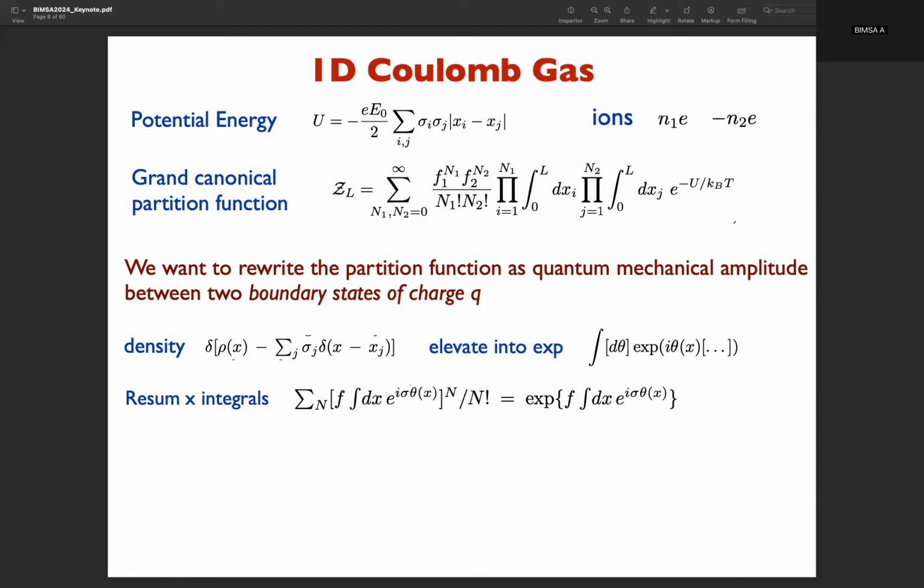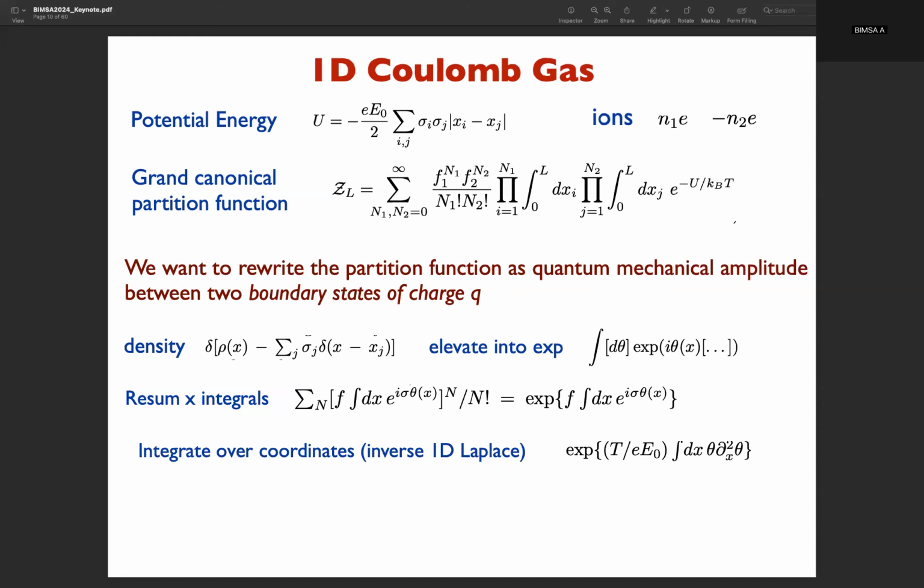So it's all pretty standard. You can resum those x integrals. If you do this, we can do each of the integrals separately because of the delta function. And then it's like a double exponential here. There's a sum over n of the integral of this thing to the n divided by n factorial, right? And then it will be the exponential of the exponent.